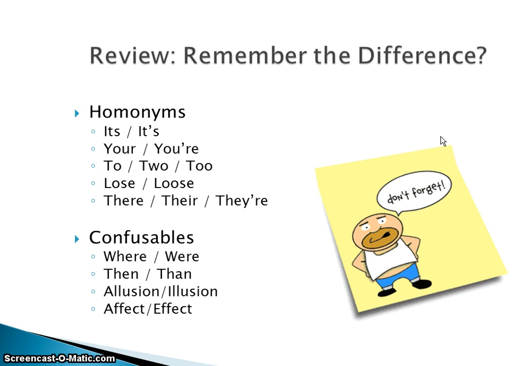All right, review. So remember the difference here, you guys. Don't forget, this guy over here who's bald with kind of a weird beard and a tank top on wants you to not forget these little words here: it's versus its, your versus you're, to and too, lose and loose, which we didn't go over, but we'll go over soon. There, their, and they're. And then just some minor confusables: where versus were, then and than, allusion versus illusion, and affect versus effect.